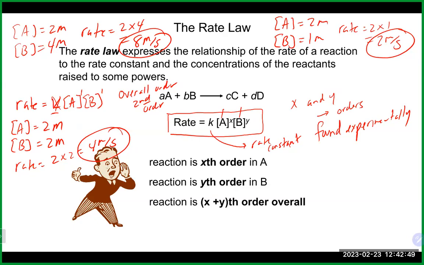Now, let's say we were actually dealing with a different type of reaction where maybe the rate law was k is A and B squared, right?